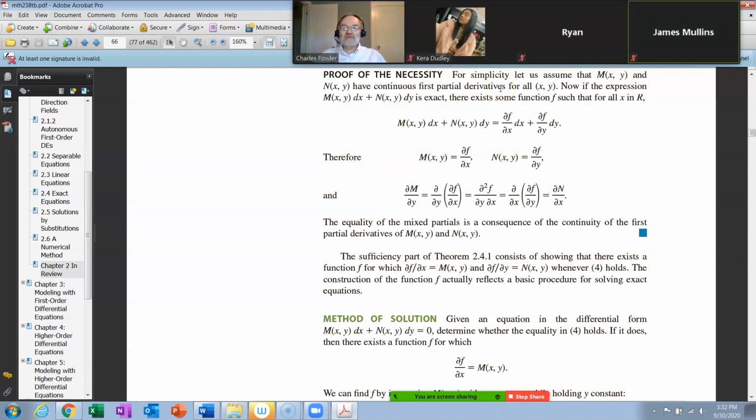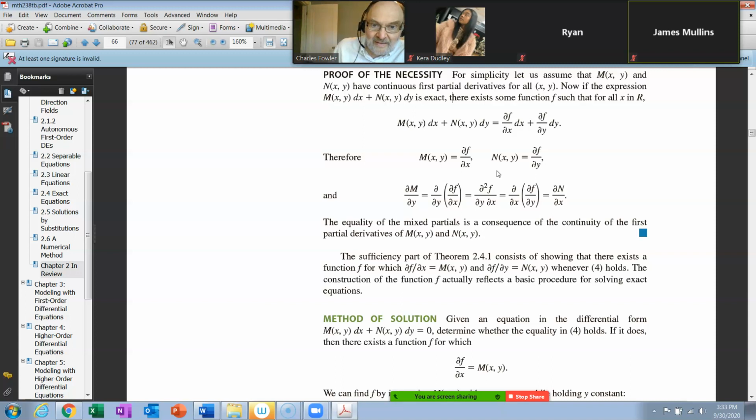Now, if the expression M of x,y dx plus N of x,y dy is exact, then there exists some function f such that for all x's in the region R, which is now all real numbers x and y, M dx plus N dy has to be equal to the partial of f with respect to x dx plus the partial of f with respect to y dy. In other words, this M must be the partial of f with respect to x, and the N must be the partial of f with respect to y. Okay, and that's what they're saying here.